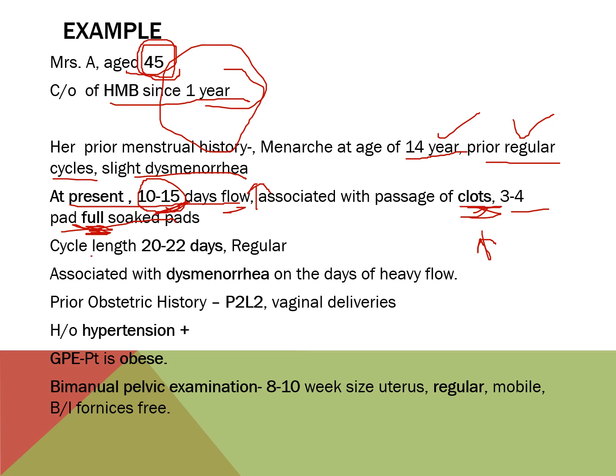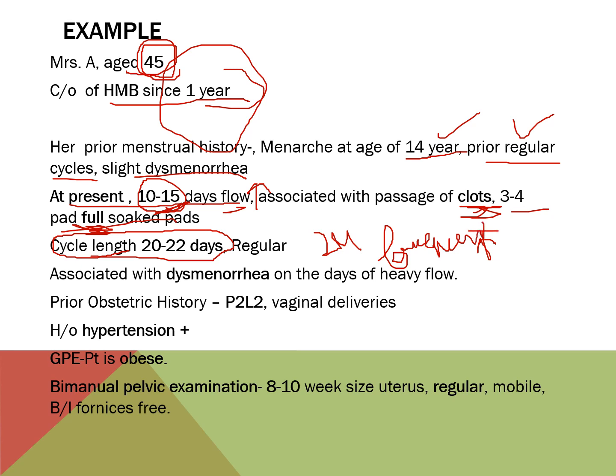The next up is the cycle length. Her cycle length is 20 to 22 days. The cycle length is less than 24 days, right? That means she is having frequent cycles.